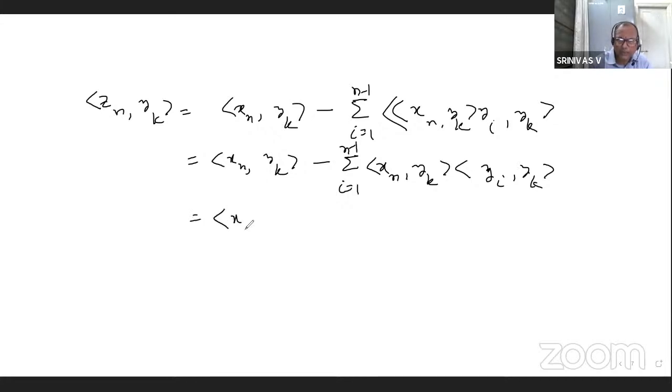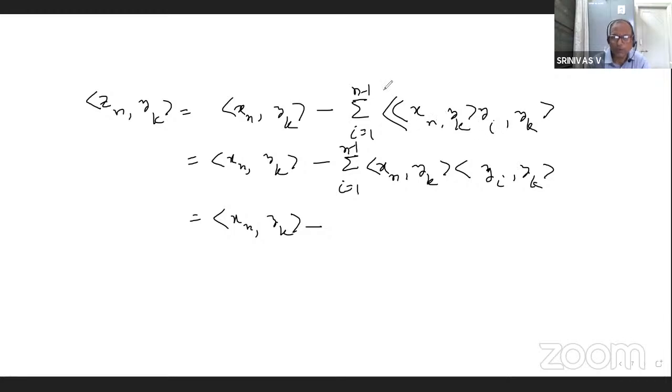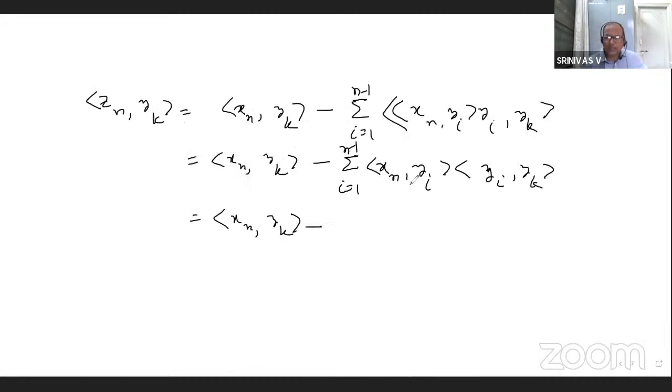Okay, so this is sigma of xn comma yk minus... In fact, take this out. I think this is xn comma yi. I forgot this i. You see, xn comma yi. I'm sorry, this should be yi. Agree? This is xn comma yi. So it is xn comma yi, xn comma yi. Okay, and this comes out.